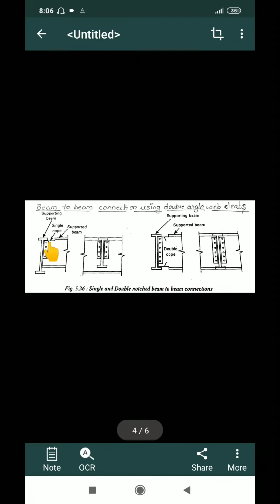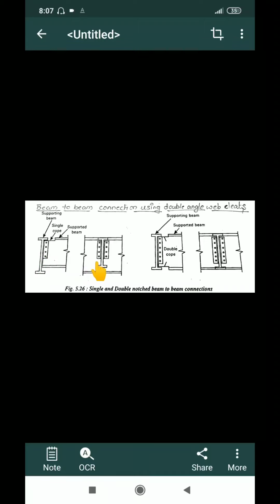This is a single cope in the sense I am making a cut section so that I can provide both the flanges on the same level. So this is called a cope. This is the supporting beam and this is the supported beam. So I am providing this beam which is resting on this beam. And this is a web cleat, because this is a cleat angle section which is connecting two web sections of a girder and a joist.